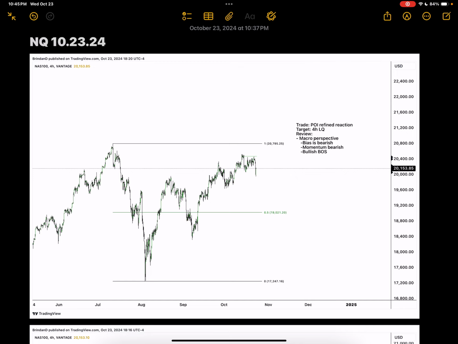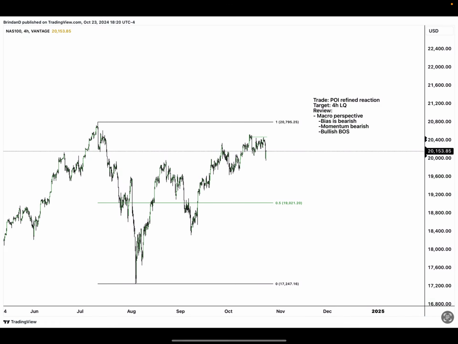All right, but without further ado, let's go ahead and get into this. So the trade was a POI refined reaction. That's just how I'm notating this trade. Essentially what that means is, from the 4-hour, I saw a point of interest and refined it and went through the system that I employ to set up my trade idea and execute my trade. All right, so from the target 4-hour liquidity, which is shown later in the charts review.